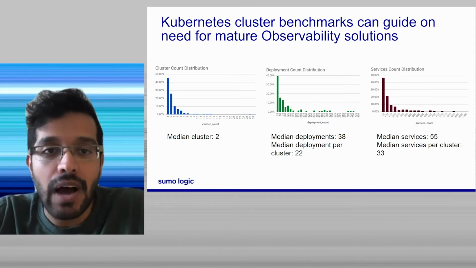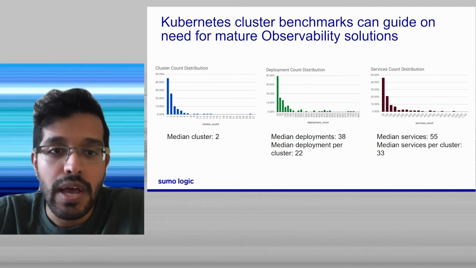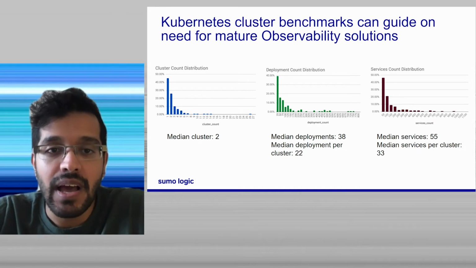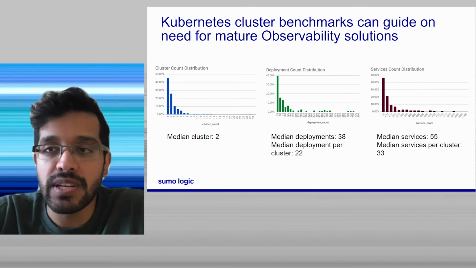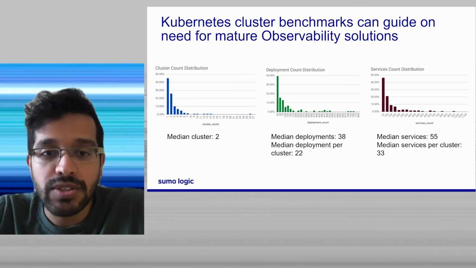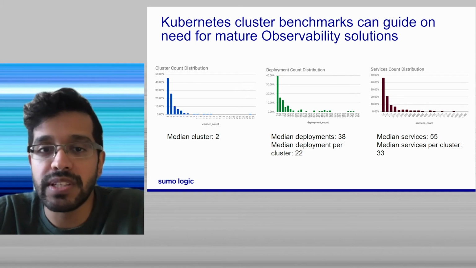Now, obviously, how to deploy your applications on a Kubernetes cluster is heavily dependent on the workload and the application you're running. But to an extent, these Kubernetes adoption characteristics may indicate how far along you are in your Kubernetes usage journey and maturity. Furthermore, these benchmarks can also help guide one in thinking about their requirements for mature observability tooling and processes.